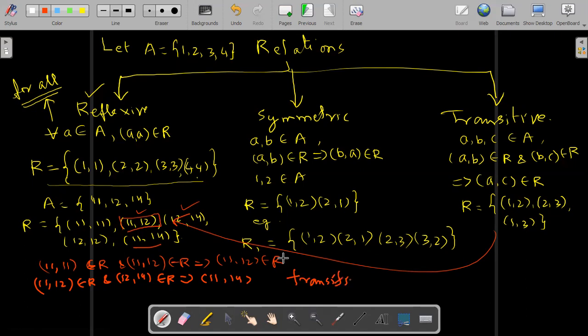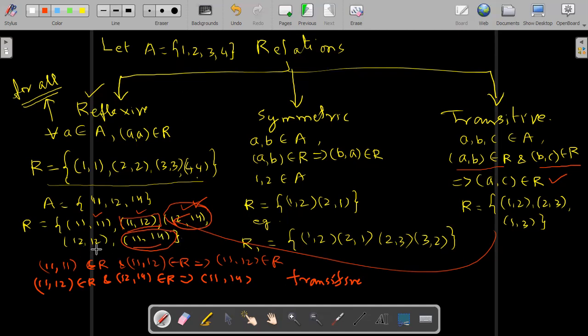Transitive means we will check if the second element again is at the first position. If AB is there and BA is also there, then we will check the transitivity. Otherwise, we will not check for 12, 14. We only have to check 11, 11, and then 11, 12 and 11, 14, then 11, 12, 12, 12 or 12, 14.